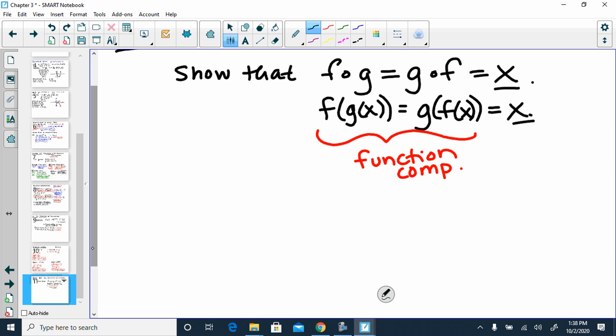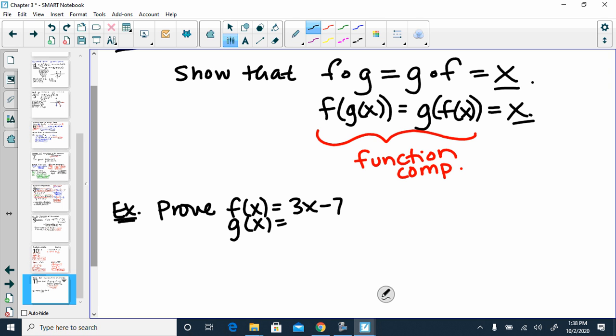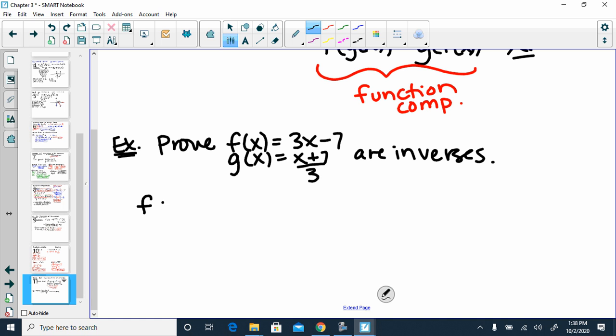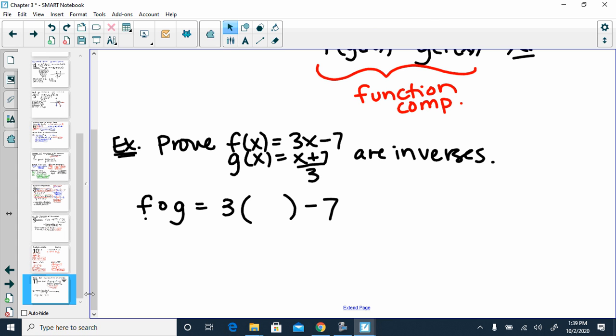So we are going to prove that two functions are inverses, and I give two examples here. Prove that f of x equals 3x minus 7 and g of x equals x plus 7 over 3 are inverses. We first do f of g of x. We start with function f, 3 blank minus 7. Remember to leave that blank, because the second function g is going inside of that: x plus 7 over 3.